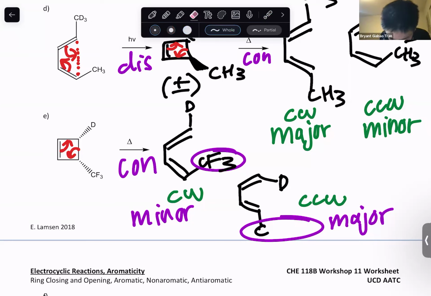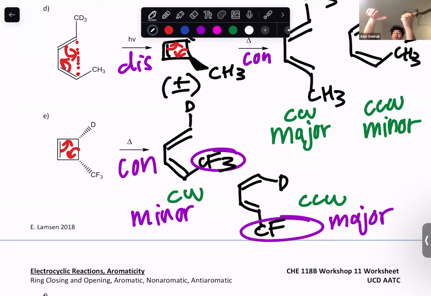Let me see if I can see my thumbs. Picture these are my thumbs, and then you're rotating it like this, and let's say this is D and this is CF3, and you're looking down on the molecule this way. Yeah, that works. It's more 3D thinking. If that makes sense to you, then I would think of it that way as well. I feel like that helps me understand a little bit more, at least from this perspective.